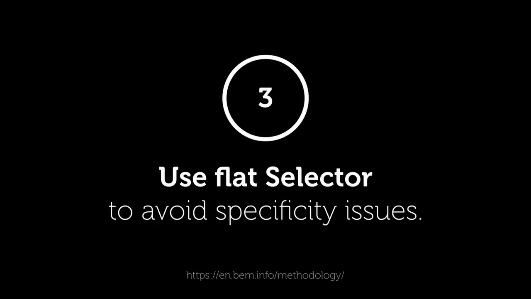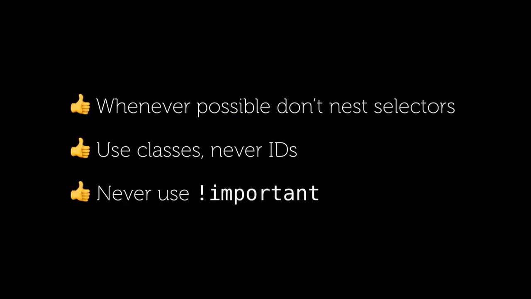Now, to avoid problems with specificity, you must keep all your selectors flat. It's just the only way to do it. So as a rule, whenever possible, if you're using a preprocessor, never nest selectors. If you're not using a preprocessor, don't combine selectors to reduce specificity on your selectors. Then always use classes and never use IDs and never use important.